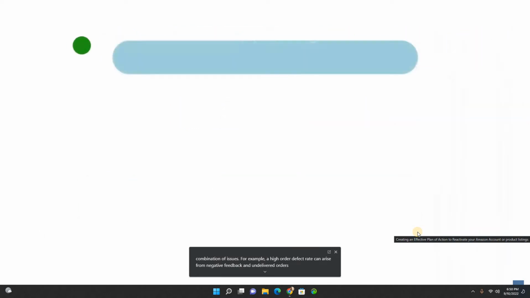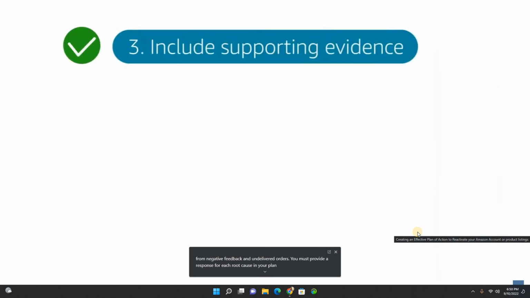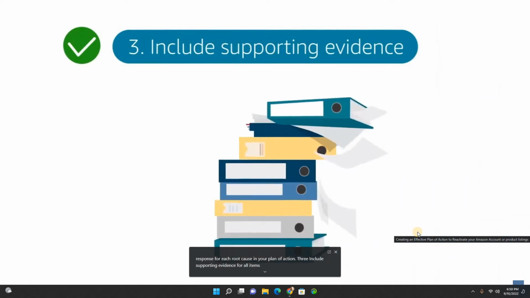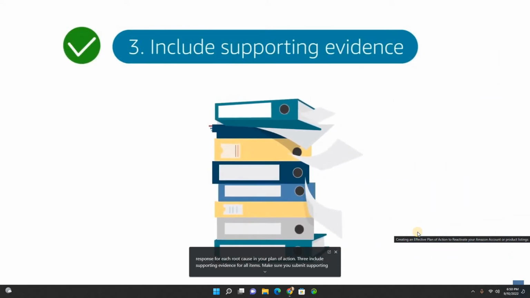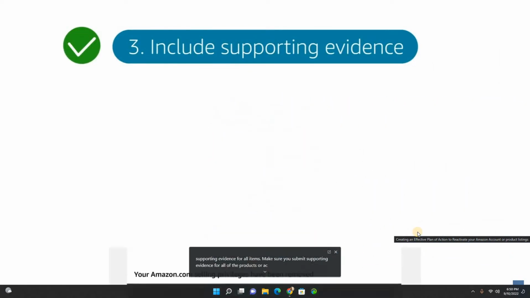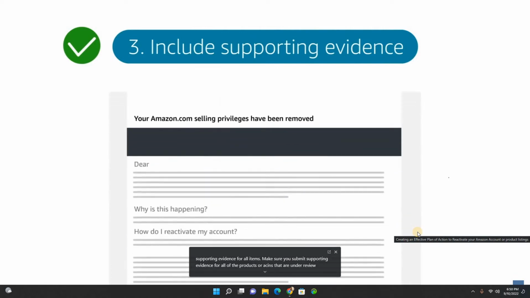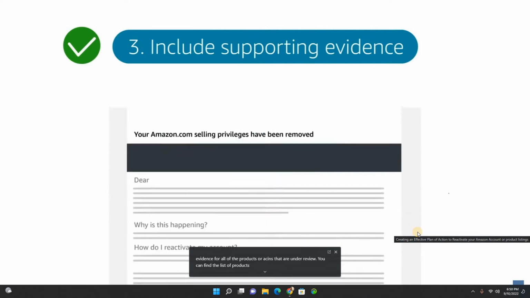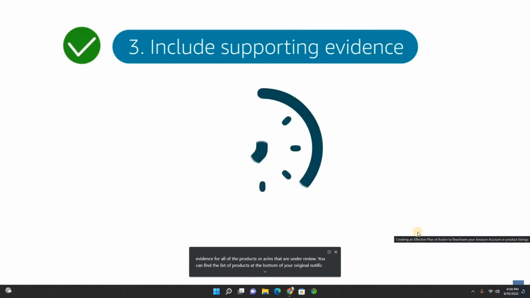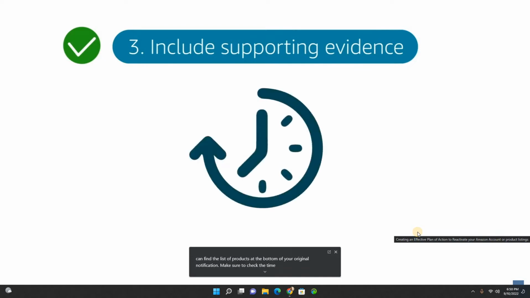3. Include supporting evidence for all items. Make sure to submit supporting evidence for all of the products or ASINs that are under review. You can find the list of products at the bottom of your original primary notification. Make sure to check the time frame requested for the key documents, as some require invoices from the last 365 days.